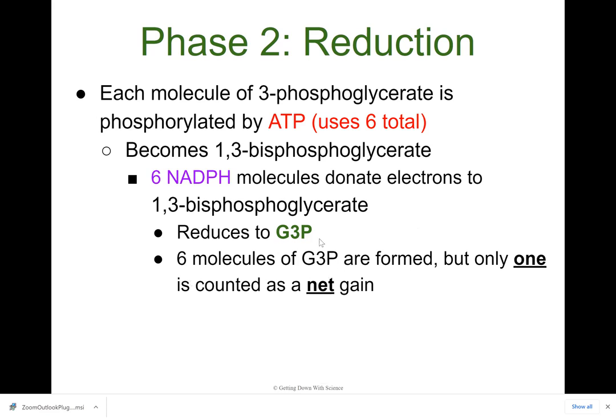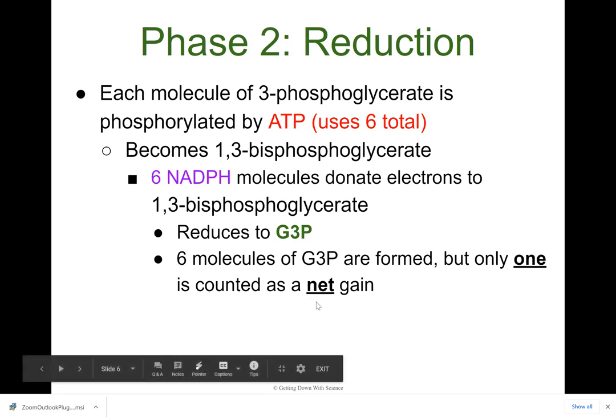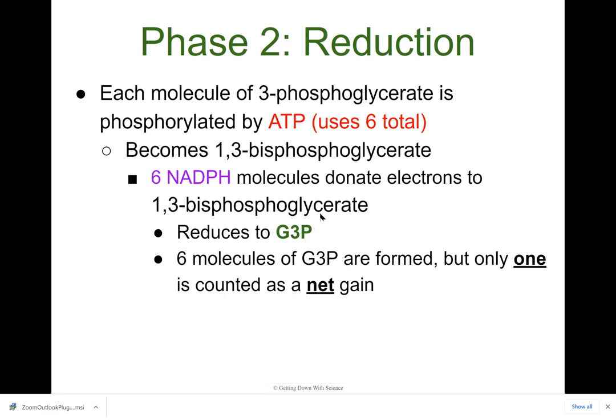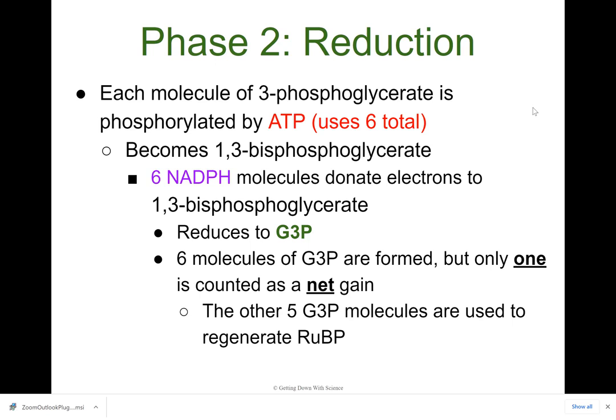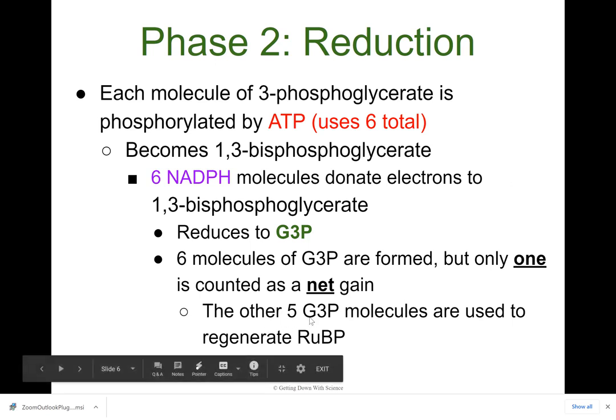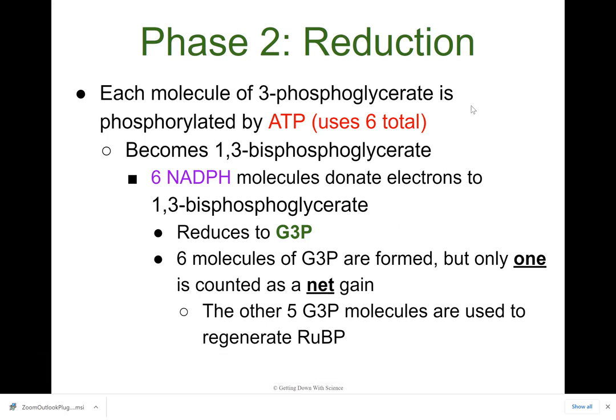6 molecules of G3P are going to be formed, but only one is actually counted as a net gain. The other ones are actually going to be utilized to reform our RUBP. So the other 5 are going to regenerate the RUBP so we can go through this process again. So you see why we have to keep going around and around just to make one glucose.